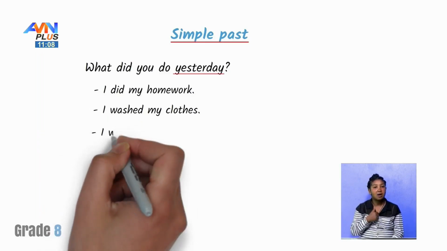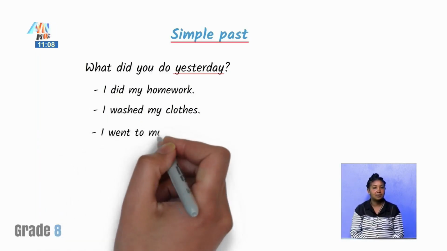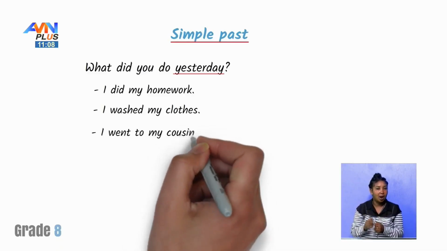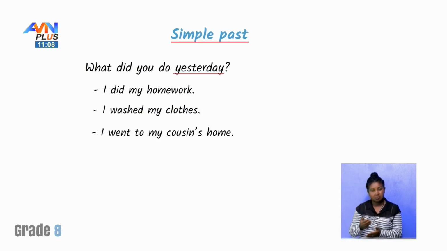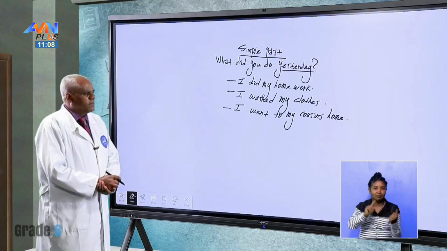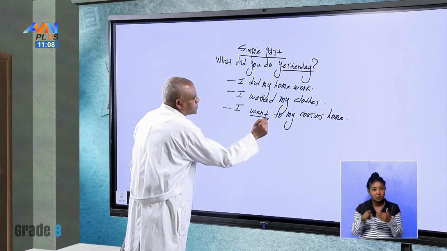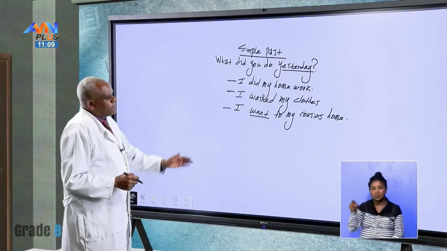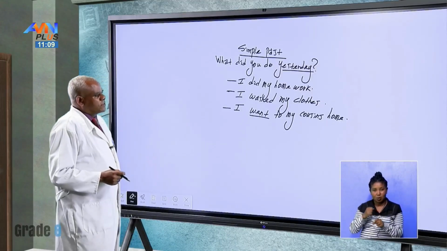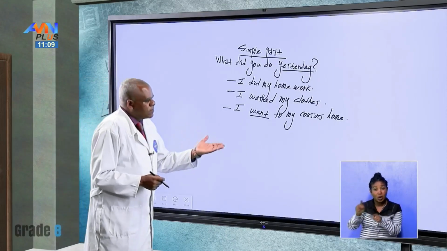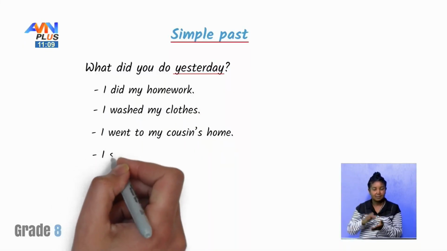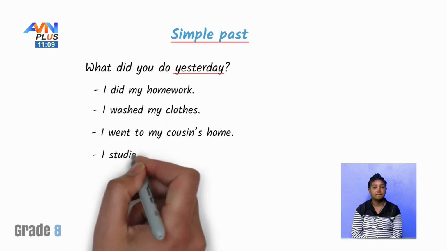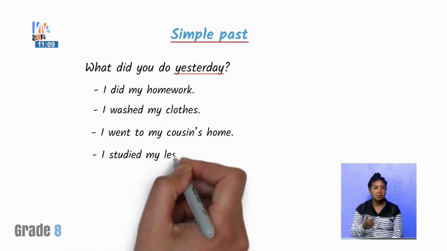I went to, where? My cousin's home to celebrate his birthday or her birthday. Went, still now, it is a past action. Look, I did my homework, I washed my clothes, I went to my cousin's home or house, or I studied my lessons.